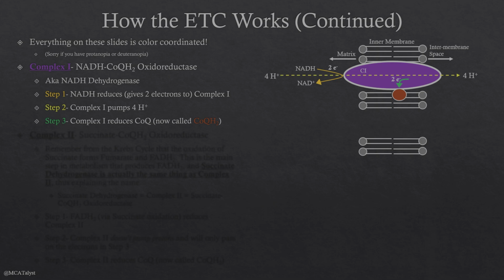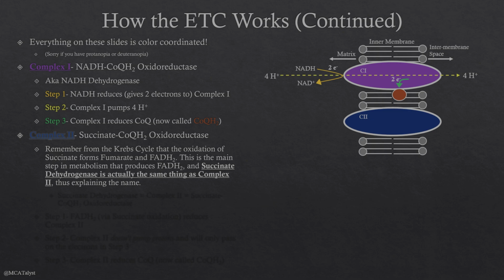So now that complex 1 has passed its electrons onto coenzyme Q, it is back in its oxidized form, waiting for electrons, and it is ready to receive more electrons from NADH. Complex 2 is called succinate coenzyme Q oxidoreductase. And this naming is kind of weird, so we're going to talk about it here in a second.